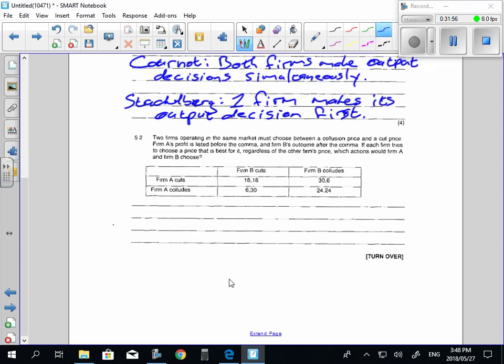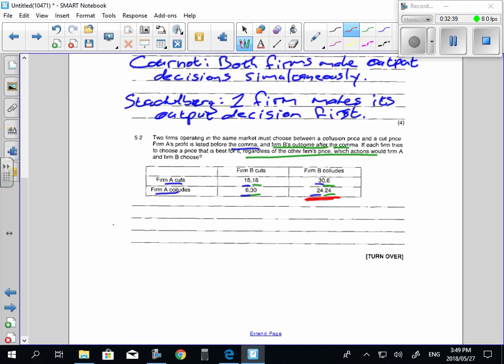Two firms operating in the same market must choose between a collusion price and a cut price. Firm A's profit is listed before the comma. So there's firm A in blue. Firm B's profit after the comma. If each firm tries to choose a price that is best for it, regardless of what the other firm does, which action would A and B choose? Now, let's assume that we start at this position over here. So both of the firms are colluding with each other, A and B. They're both earning 24 Rand profit or whatever.